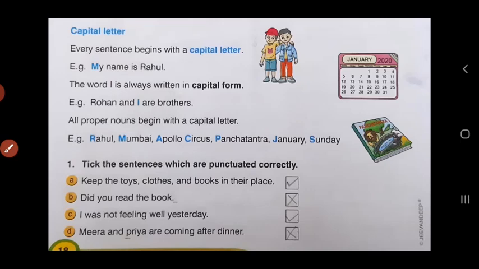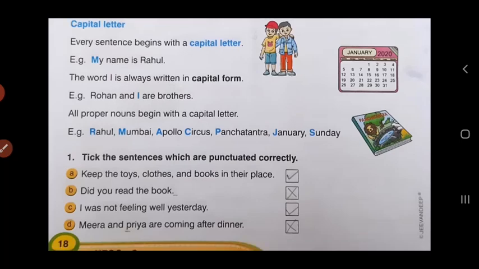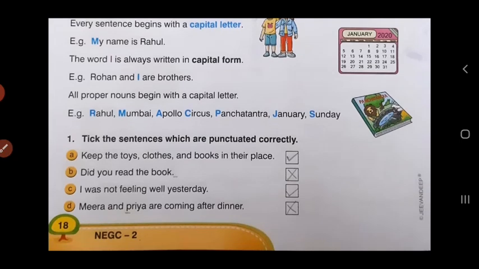So these were some of the examples of using punctuation marks. Now let us do an exercise on punctuation. The first question says, tick the sentences which are punctuated correctly. So here you are given 4 sentences. You have to read them, look at them very carefully and see if they are properly punctuated. If it is punctuated, put a tick in the box. If it is not punctuated, put a cross.